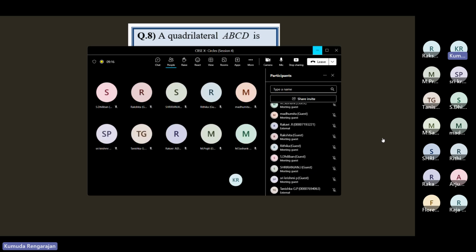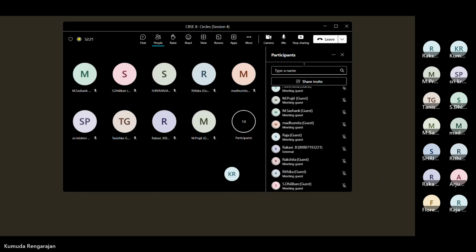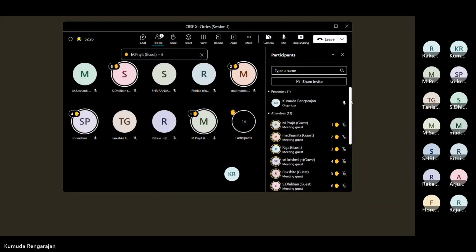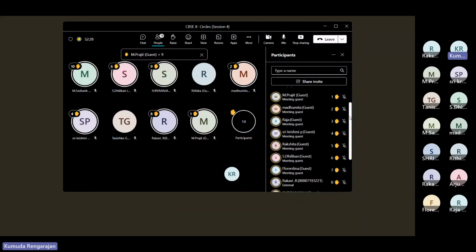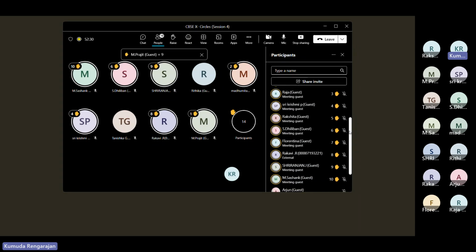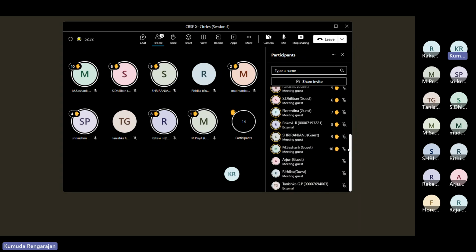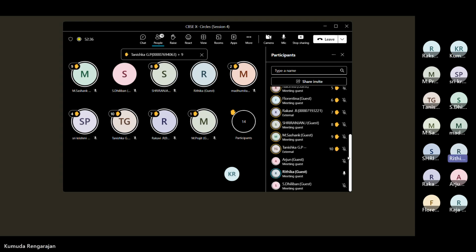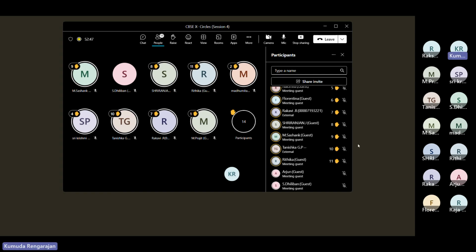Class, use the emoji, raise your hand. Prajit, Madhumita, Raja, Krishmi, Rakshita, Diliban, Florentina, Raghavi, Sriranjan, Sashank. Ma'am, I couldn't raise the hand. All right, darling. Okay. Tanishka, Pritika, Anshul.